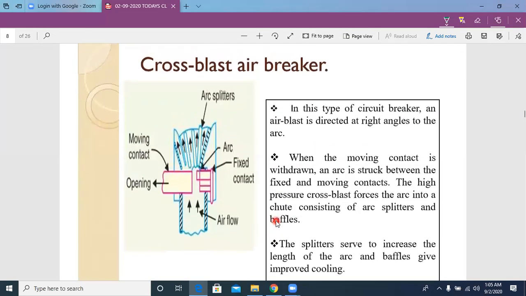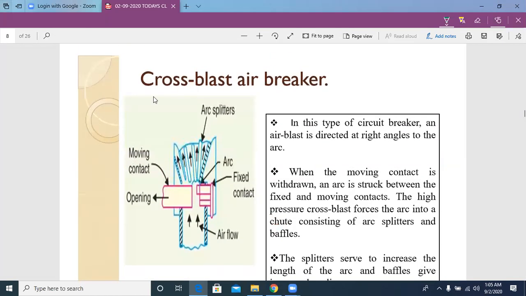Here, this one is the cross blast type. Here we can see it, arc splitters. So in this method, we are going for the approach of the high resistance method. That means we extinguish the arc by using the high resistance method.